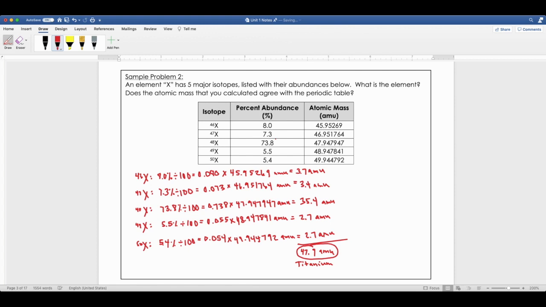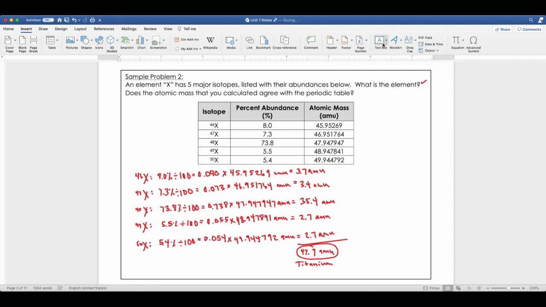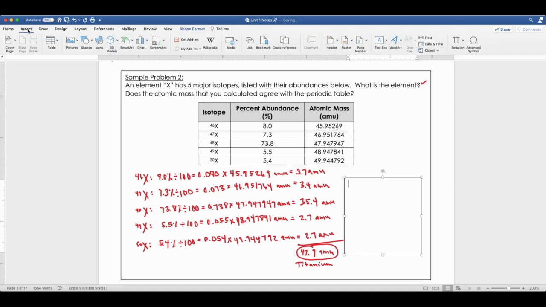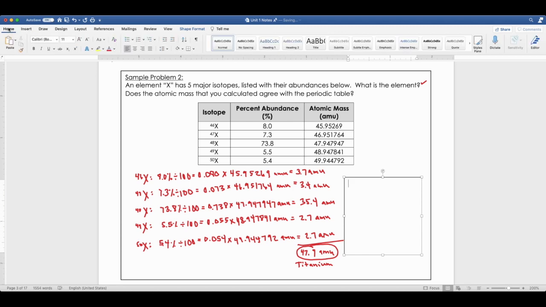So let's see, what is the element? We just did that part there. And it says, does the atomic mass that you calculated agree with the periodic table? Let's go ahead and insert a text box here just because it will be easier for me to type this out from before. Okay, spinning wheel of death. There we go. Let's go ahead and insert some text here. So we'll do this red and bold. We'll say yes, it does.